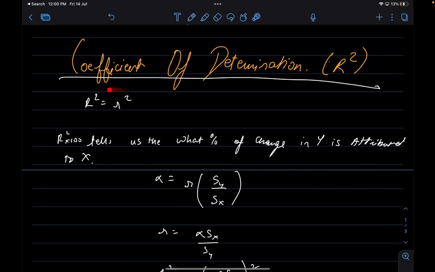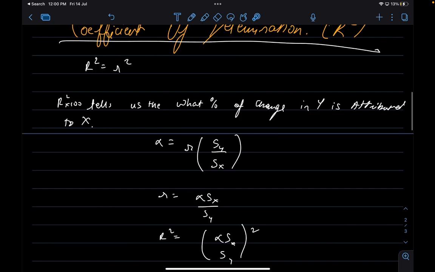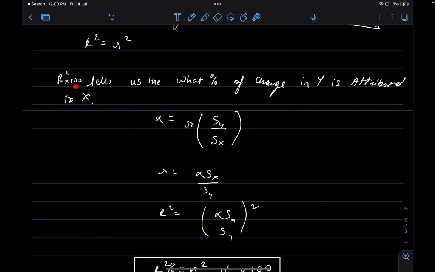So if we look at r squared, which is the coefficient of determination, which we really want to calculate, it is just computed by squaring Pearson's correlation coefficient. That's literally all you have to do. And then we can just multiply it by 100 to give us the percent that we want.